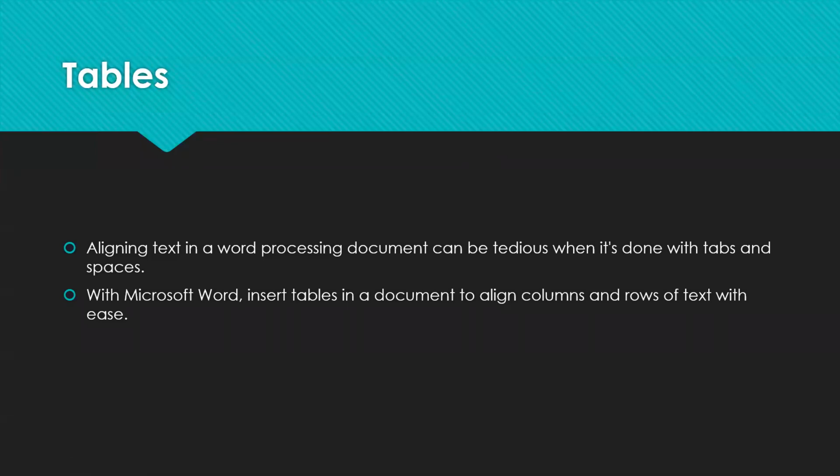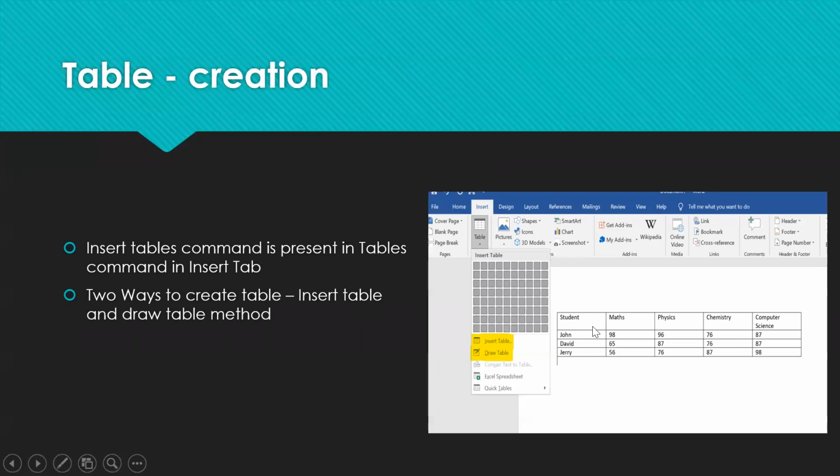We'll see how to create tables and how to adjust the table column width and size and all these things. If you see this, I have created a table for a student marks list. We have created columns, and we have the names of each student and each mark. So this looks a bit appealing, right?